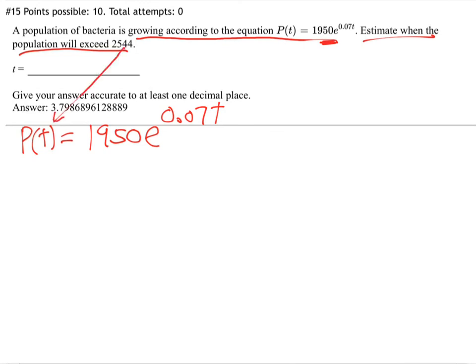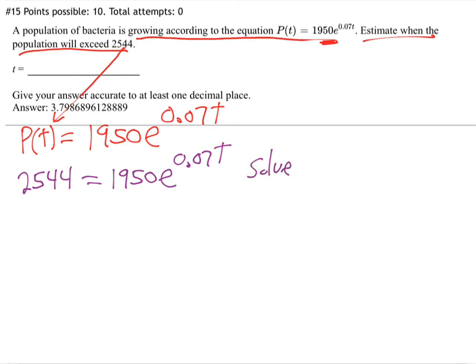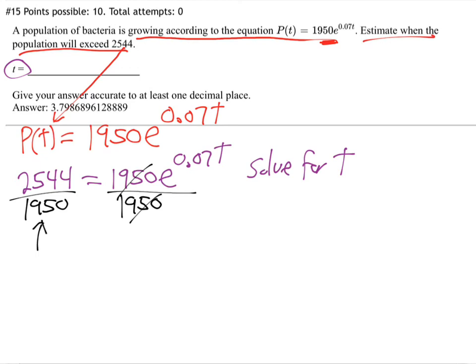So plug in over here 2544. And solve for t, right? They want to know when. That's t. It says it right here. Solve for t. All right, so how are we going to solve this little equation for t? We first off divide by the 1950. I don't know if that's clean or not. Let me see if I can divide those on the left. Oh, no, it goes on and on. I divided this on my calculator, and I got some decimal.